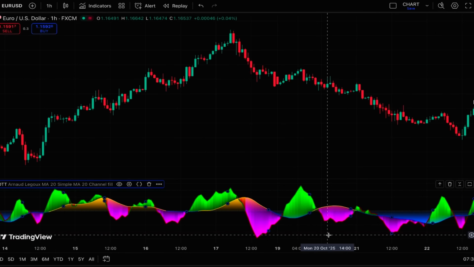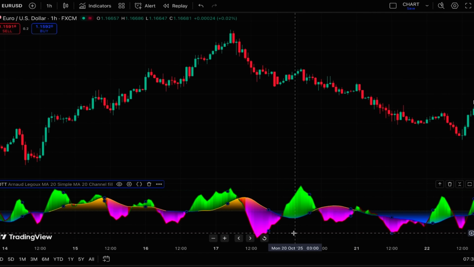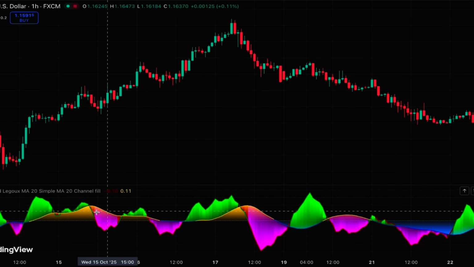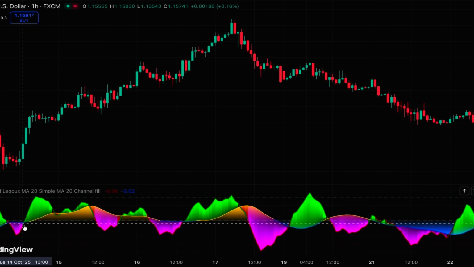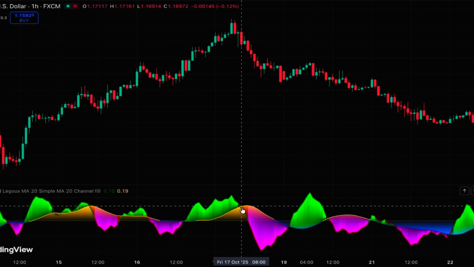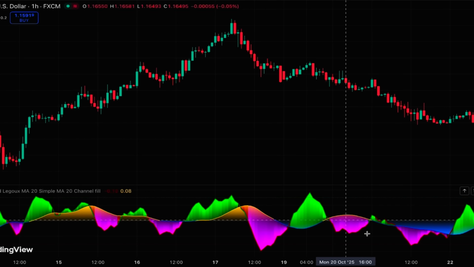Alright, getting back to this indicator, now you can see that we have different colors depending on different crossovers that are happening in this indicator. You can see that when the SOTT line crosses above its moving average line, the area between the two lines becomes green, and this shows that we have greater bullish pressure in the market. And when the SOTT line crosses below its moving average line, the area between them becomes pink, and this shows that we have greater bearish pressure in the market.